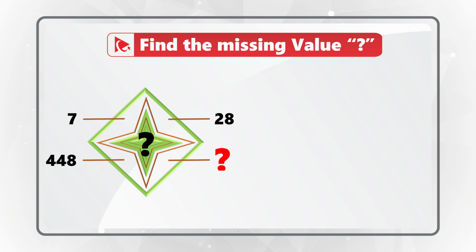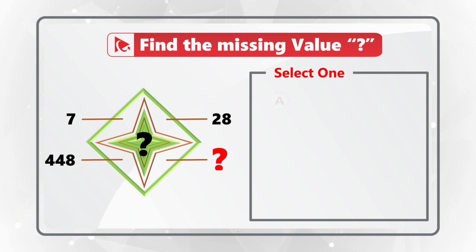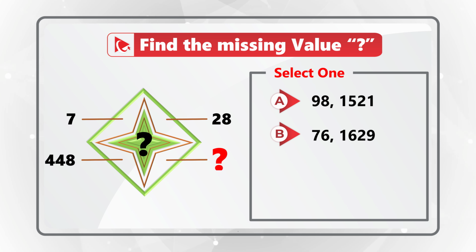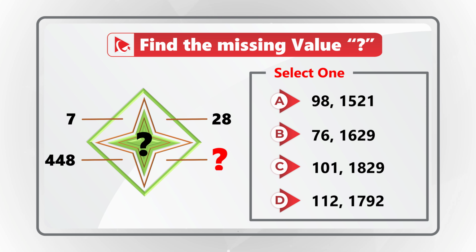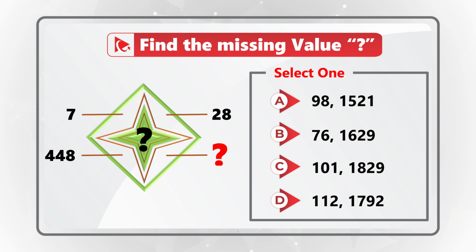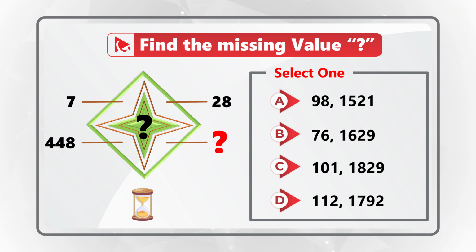You have 4 different choices for the final value. Choice A, 98 and 1521. Choice B, 76 and 1629. Choice C, 101 and 1829. And last but not least, choice D, 112 and 1792. Take a close look at the shape to see if you can replace the question marks with the correct values.